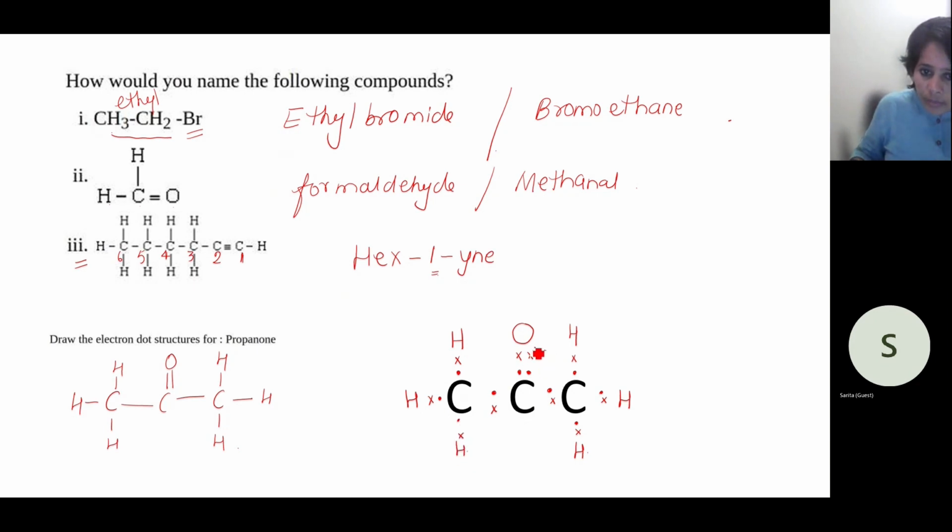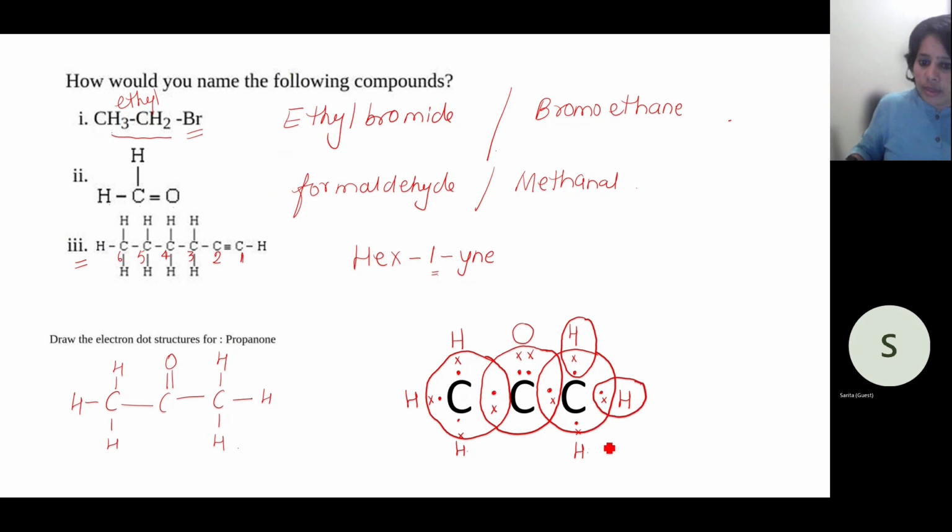Now circle all the electrons for this also. You have to circle all the electrons. Then for this hydrogen, for here, you have to do like this. Then for this, like this. For this, all hydrogen and carbon electrons. This is how you have to draw the electron dot structure for propanone.